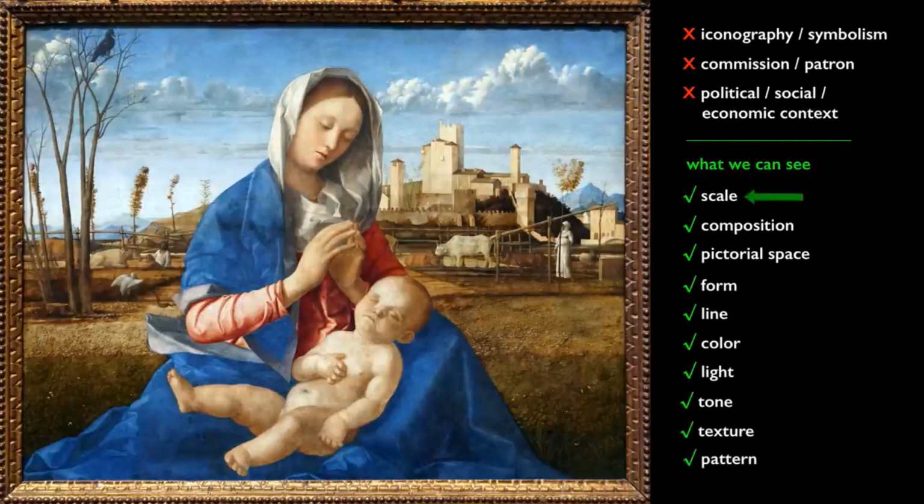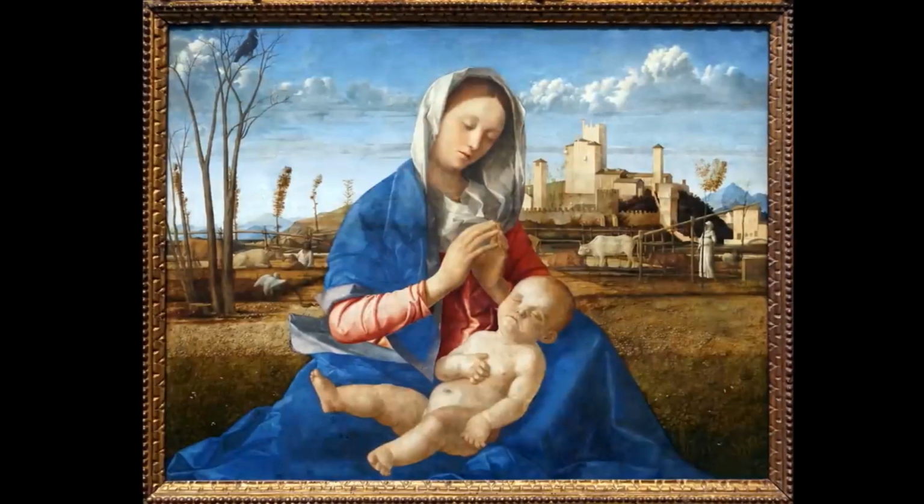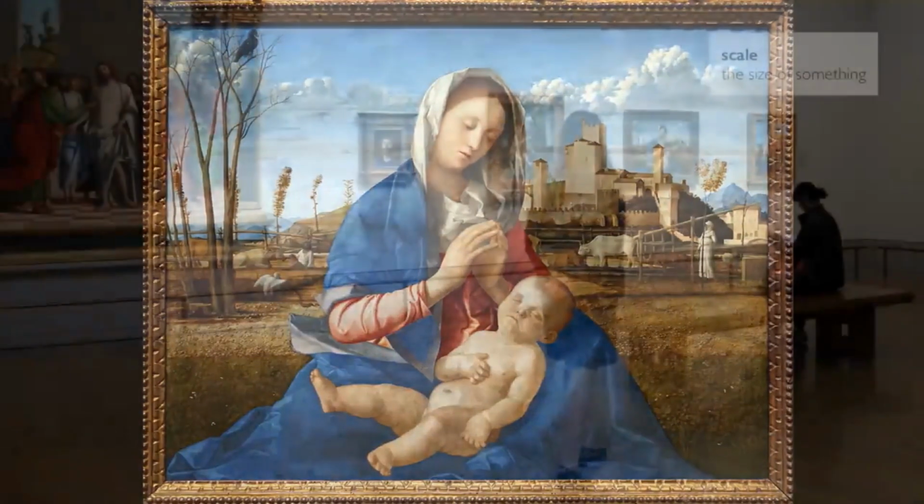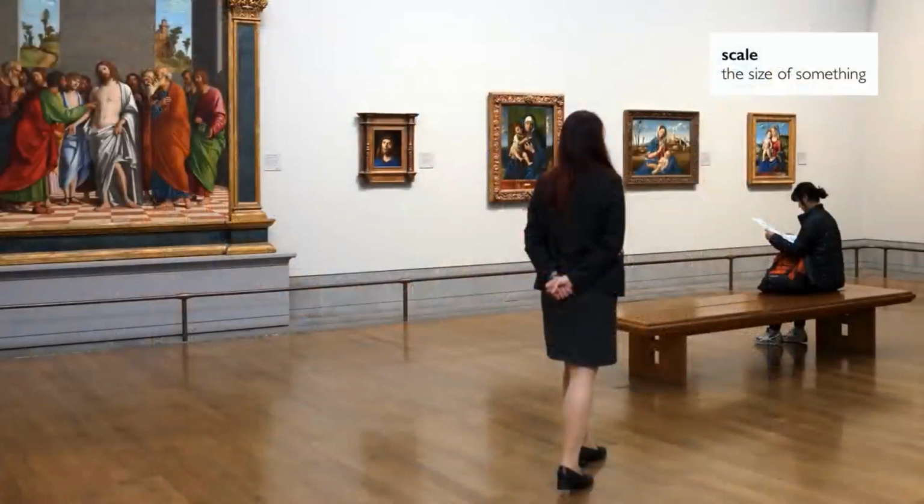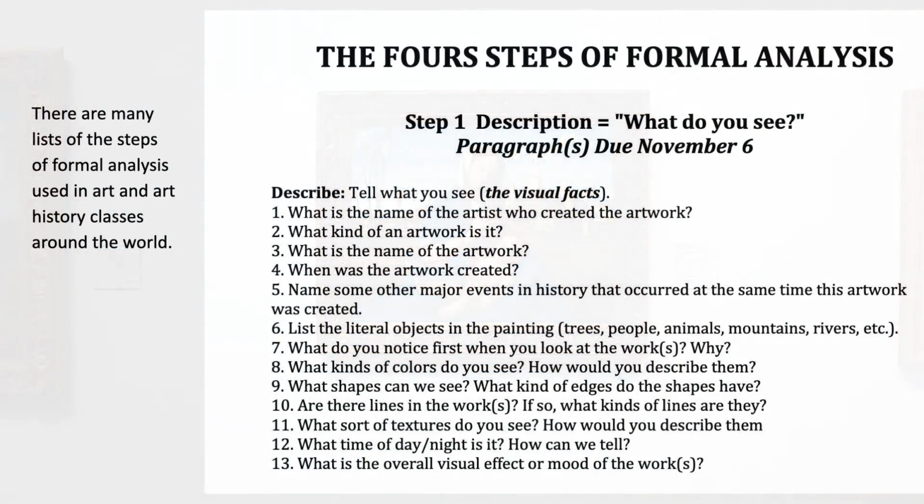Let's start with the issue of scale. So here we can talk about the scale of the painting and the scale of the figures and what we see in the painting. Well, we're in a gallery with paintings of all different sizes. There are very large altarpieces, and there are some very small paintings as well. This is a moderately sized painting.